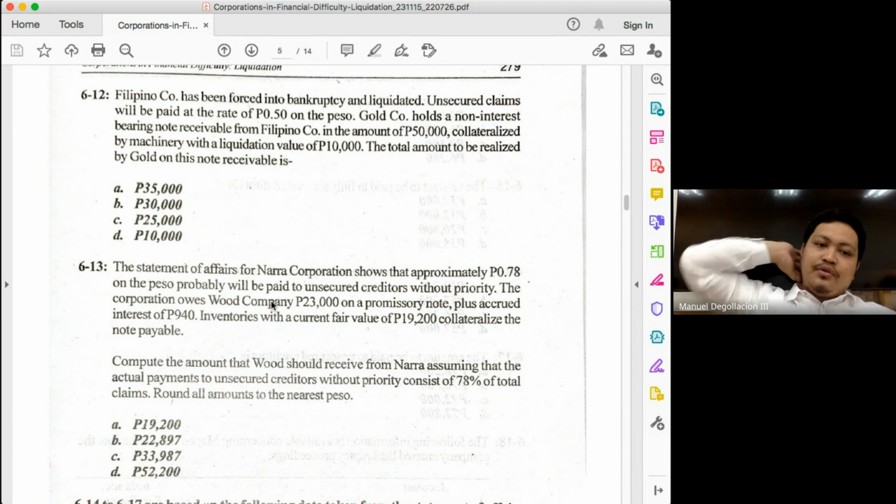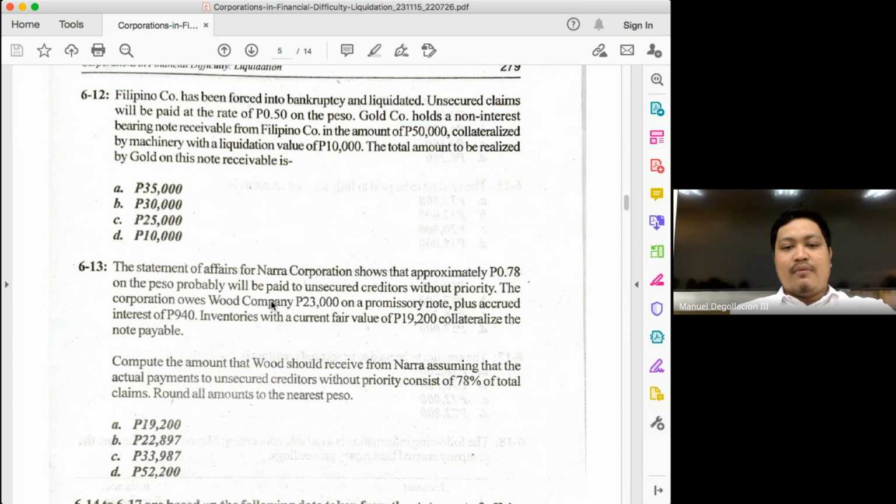The question here is: compute the amount that Wood should receive from NARA, assuming that the actual payments to unsecured creditors without priority consist of 78% of total claims. So basically, the recovery rate here, class, is 78%. But who is Wood in this problem? The corporation owes Wood Company 23,000 on a promissory note plus accrued interest of 940. But what kind of liability is the claim of Wood, class?